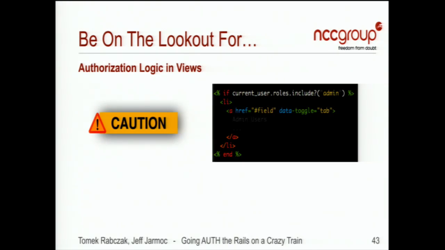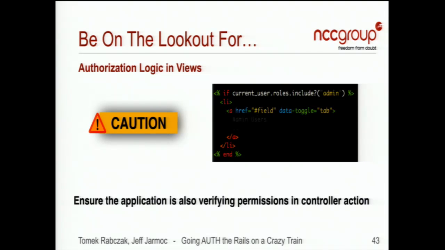Authorization logic in views. In the views, they're correctly checking whether or not someone's an admin, and they're going to hide and show functionality. But on the back end, there's nothing stopping an attacker from just making that request directly to the server, and the controller is going to process it just fine. So here you just want to ensure that the application is also verifying the permissions and roles in the controller actions that correspond to the links or the buttons in these views.